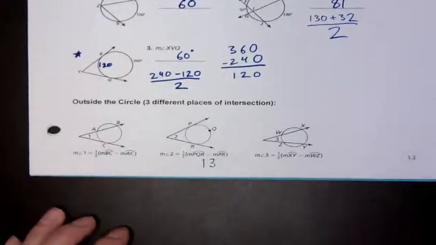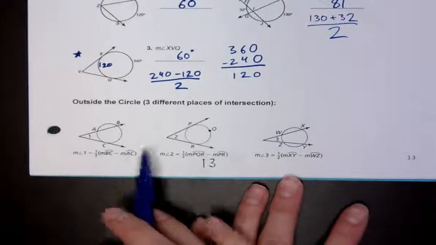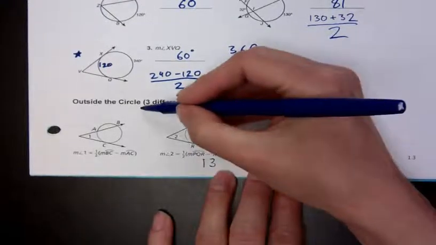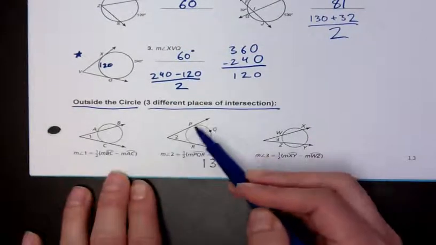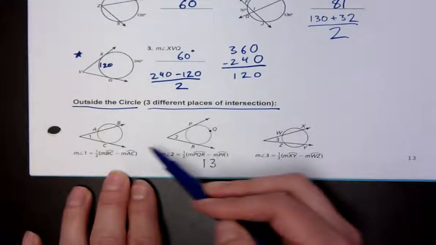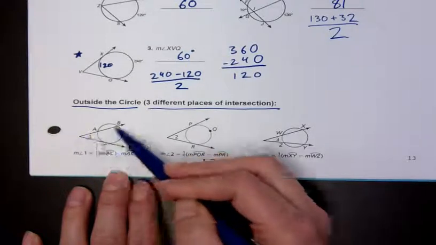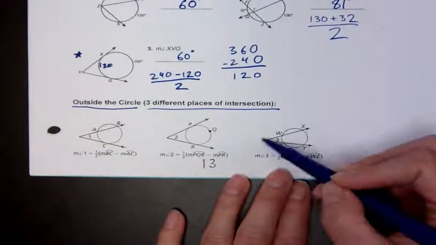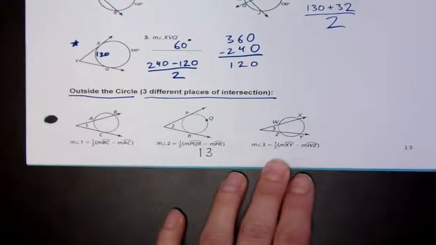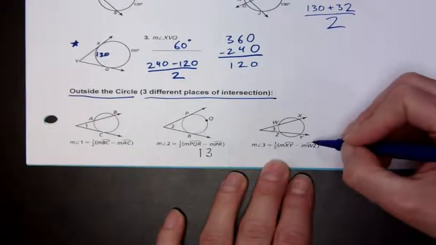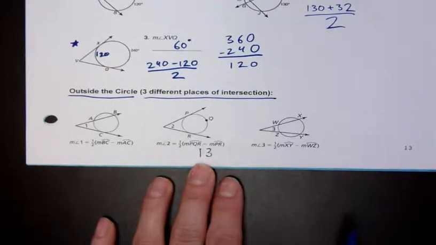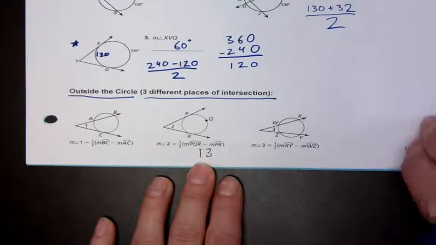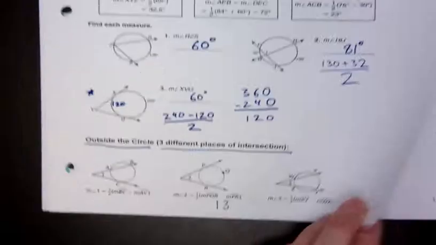All right, and then the bottom here is just to give you the graphics. All 3 different cases, if we're outside the circle, it can be any of these 3. It can look like this where it's tangent lines, both outside the circle. It can look like this where there's a tangent and a secant. It can look like this where there's two secants. And it doesn't matter which way it looks, the rule is still always just half the difference of the arcs. Make sense? All right, so then flip over to the next page.